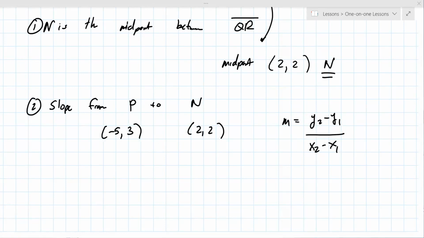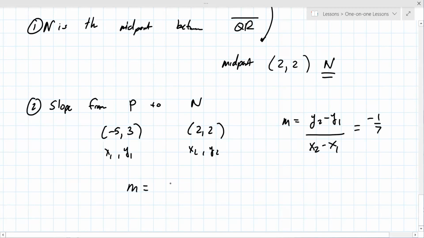Is it negative 1/7? Say that one more time. Negative 1/7. Negative 1 over 7. Okay, let's try it out here. If we go x1 comma y1, x2 comma y2, the slope becomes 2 minus 3 over 2 minus negative 5, put in parentheses because it's negative, which is negative 1 over 7. Okay, great.